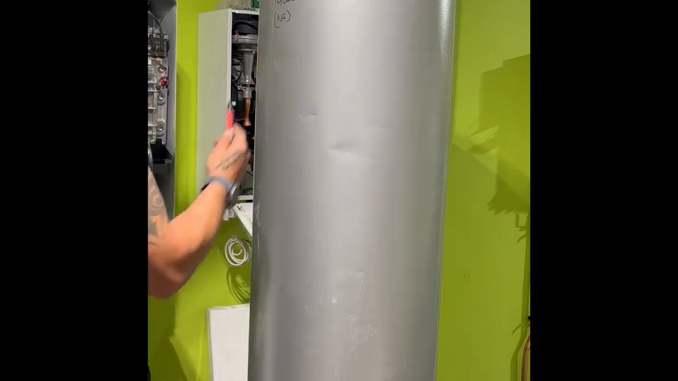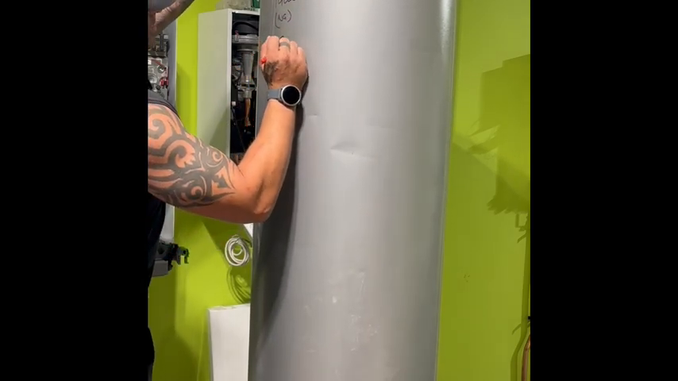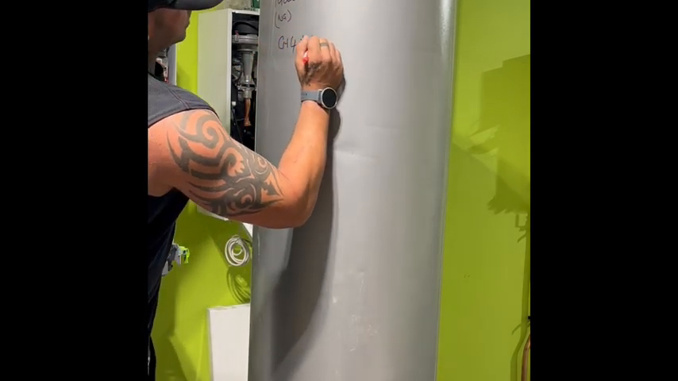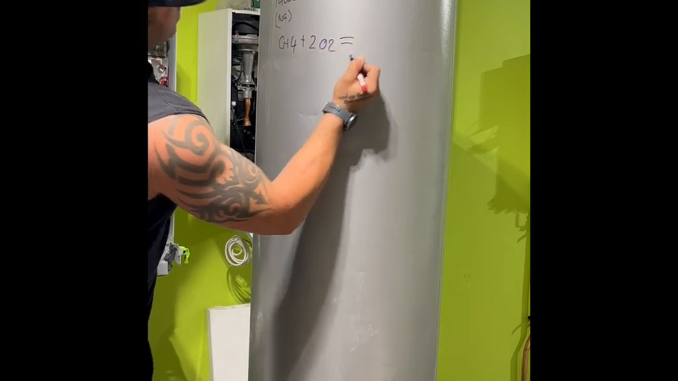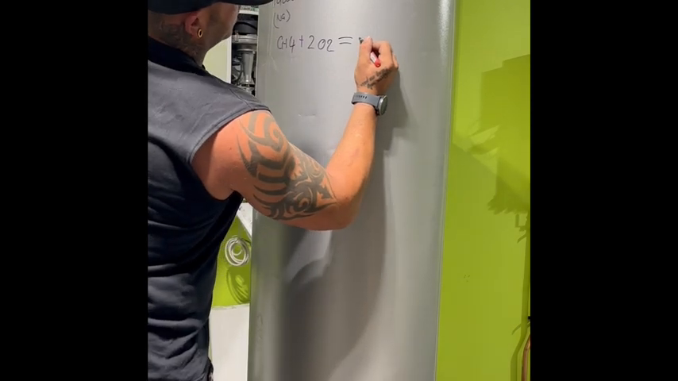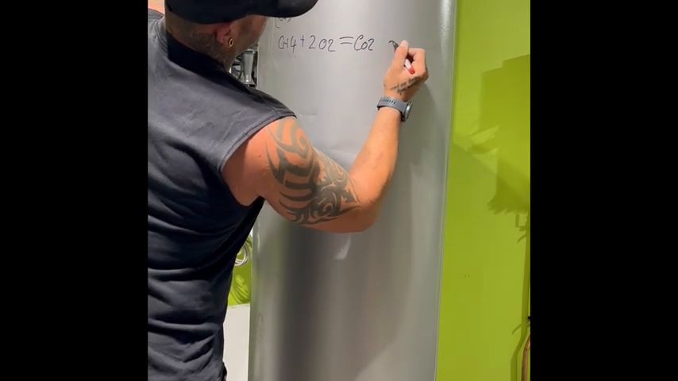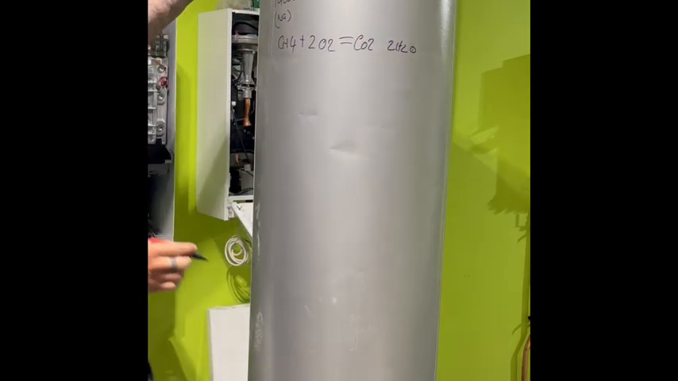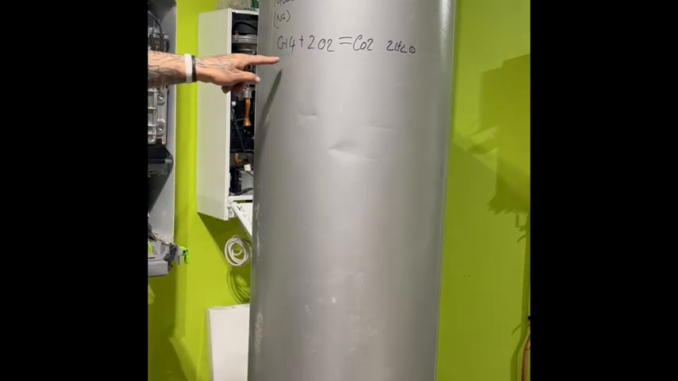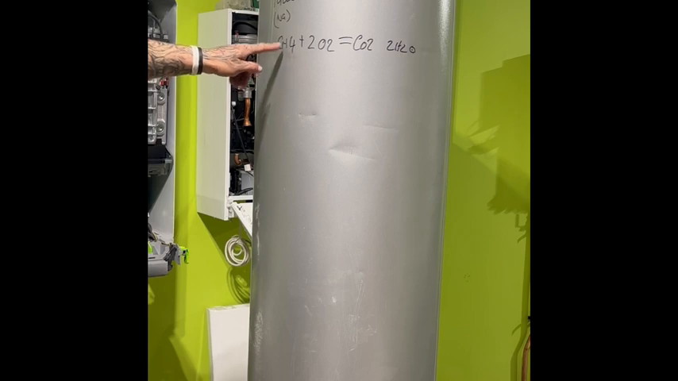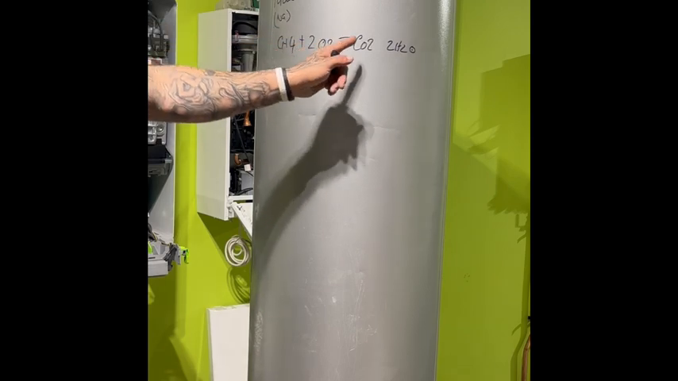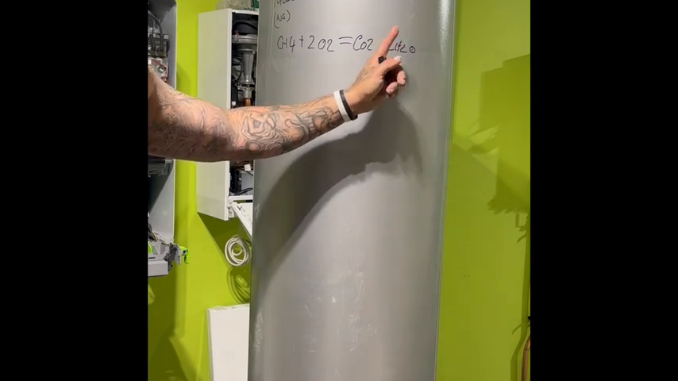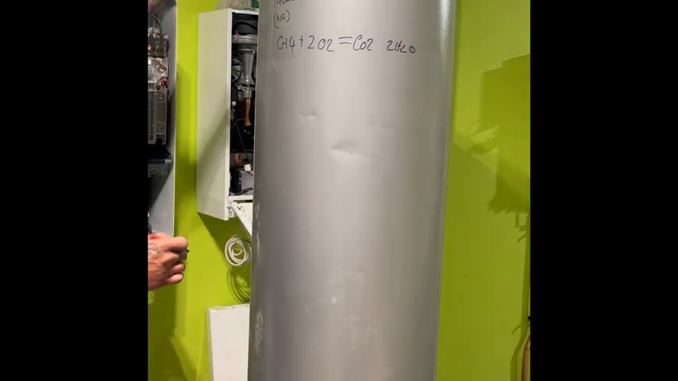Those are the three components that you need, which is CH4 plus 2O2 burnt off equals CO2 and 2H2O, if I remember correctly. So that's your combustion process there. Those are your fuels going in. Methane, CH4, oxygen, 2O2 produces CO2, carbon dioxide, and water vapour, which is condensation. That's complete combustion.